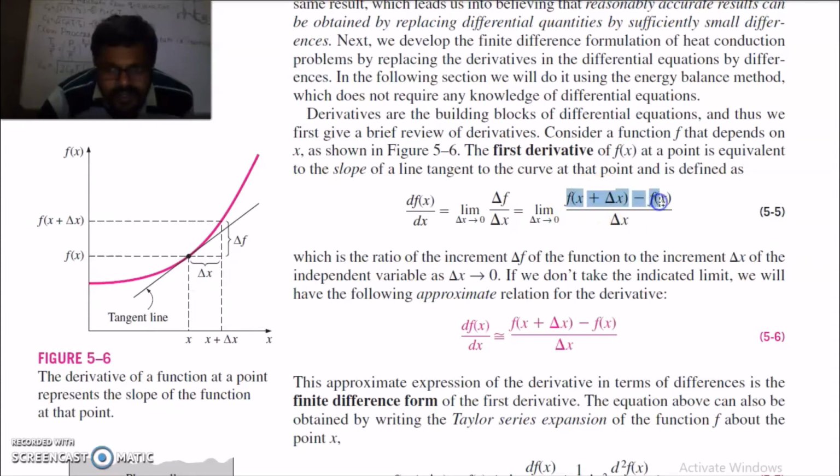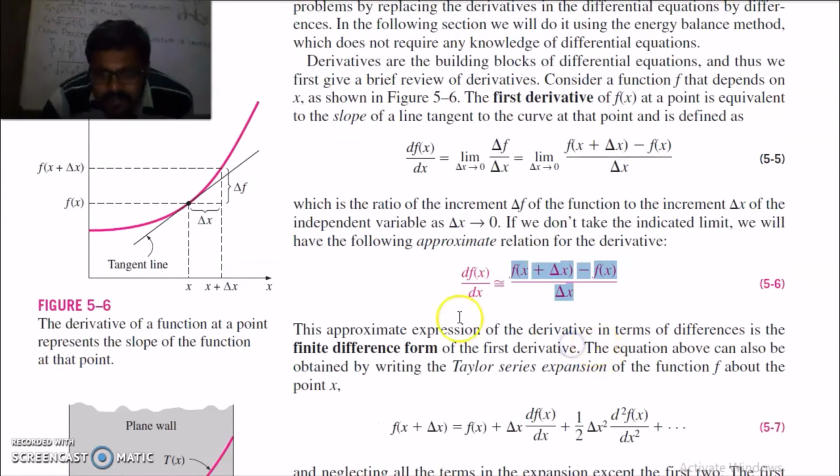This gives you del f, which is the increase of this quantity when x changes from x to x plus del x. It is the ratio of the increment del f of the function to the increment del x of the independent variable as del x tends to 0. Now if you don't take the limit, this expression becomes this. This approximate expression of the derivative in terms of differences is the finite difference form of the first derivative.